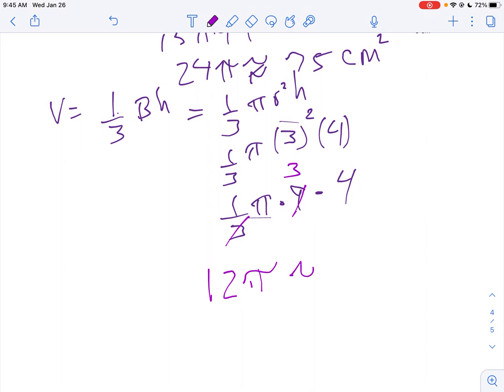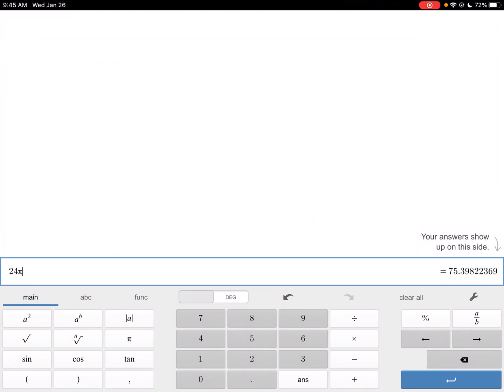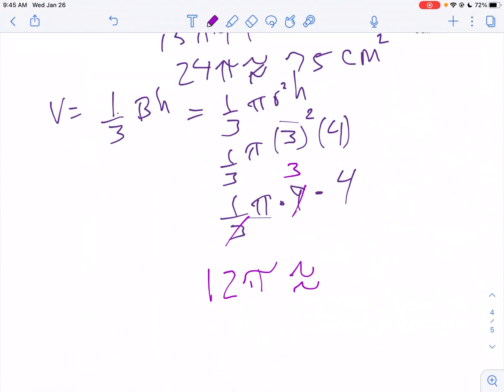Then we'll use our calculator, and we'll find 12 pi. And that's about 38. So my volume is about 38. We measure volume in cubes, so make sure you put the correct units on here. So 38 centimeters cubed. There's your answer.